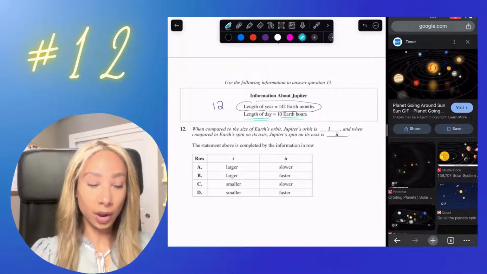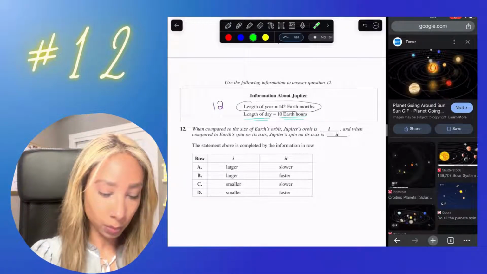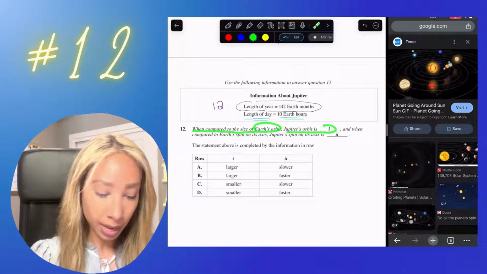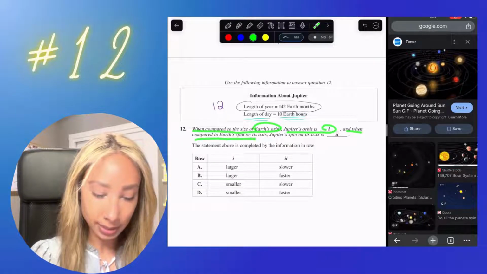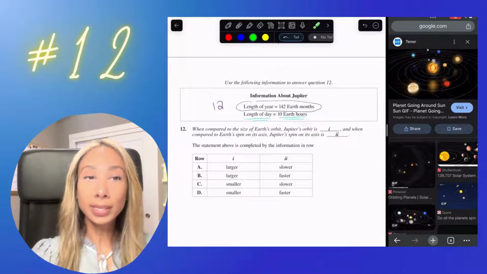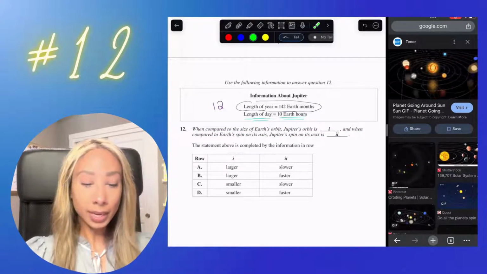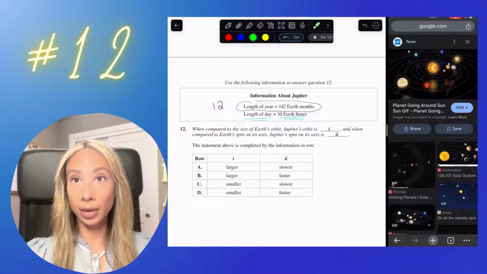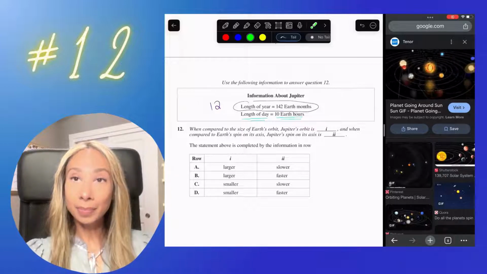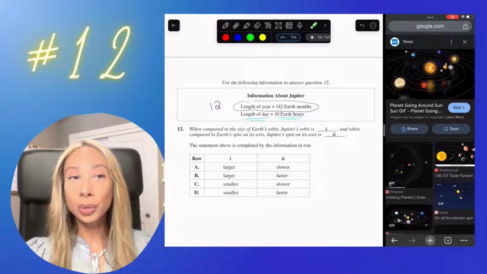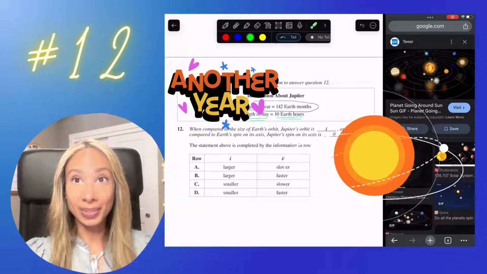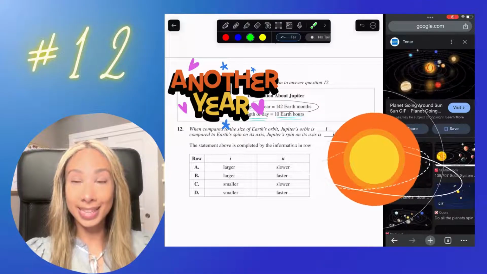So what we want to do is say, when compared to the size of Earth's orbit, Jupiter's orbit is blank, and when compared to Earth's spin on its axis, Jupiter's spin on its axis is blank. Okay, so let's look at this here. The first thing I noticed is when we're thinking about the length of the year, we can look to the diagram that I have on the right here. In order for a planet to complete a year, it has to make its full rotation around the sun. Some of you might have seen that for birthday posts. You might say, happy birthday, congratulations on another year around the sun. We are completing one full orbit in that time.